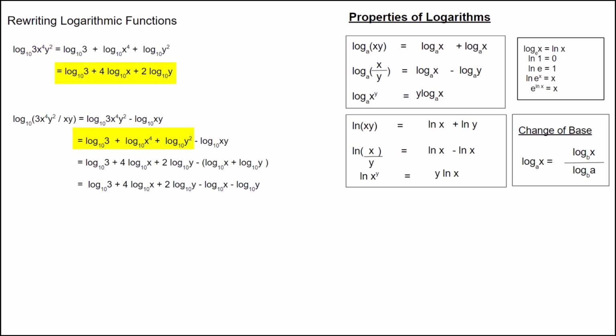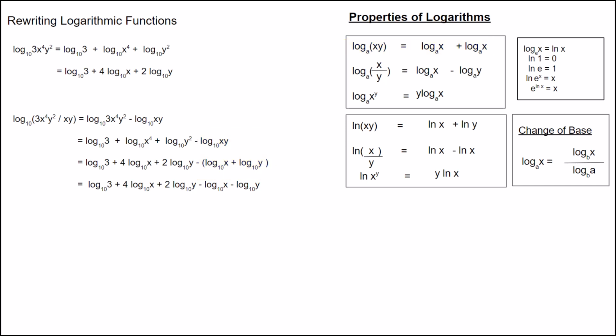We can write the first term as log base 10 of 3 plus log base 10 of x to the fourth plus log base 10 of y squared. And then we have the second term, which is minus log base 10 of xy. Dropping down below, we can simplify that first term even further like we did for the problem above. We can write log base 10 of 3 plus 4 times log base 10 of x plus 2 times log base 10 of y. Then for the second term, we can apply this property again and write in parentheses log base 10 of x plus log base 10 of y.